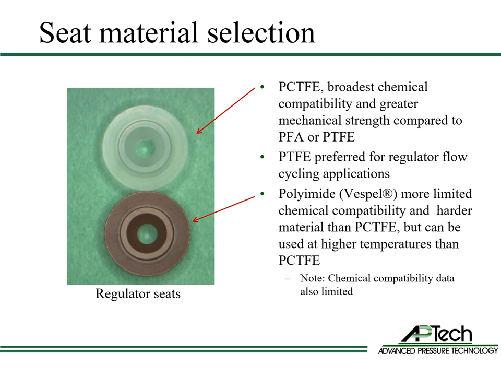When selecting seat material for valves and regulators, ensuring chemical compatibility is very important. PCTFE offers the best combination of broad chemical compatibility and mechanical strength compared to PFA or PTFE. PTFE is preferred for regulator flow cycling applications where the seat has potential for abrasion-related seat wear. Polyimide has limited chemical compatibility. It is not compatible with strong acids and bases, but has much higher operating temperatures than PCTFE, PFA, or PTFE. A polyimide seat in some chemicals, such as ammonia, will dissolve.